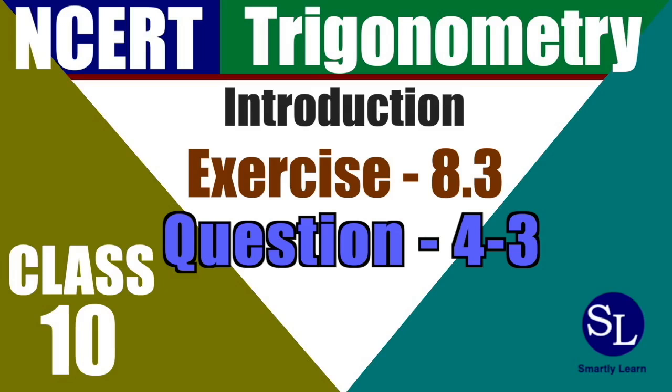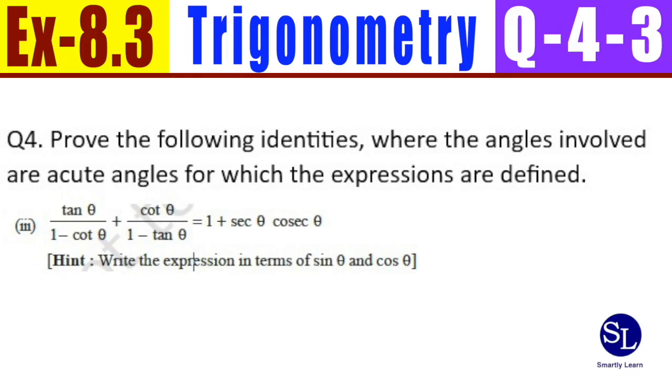In this video, let's see how to solve the third subdivision in question 4 from exercise 8.3. We need to prove that tan theta by 1 minus cot theta plus cot theta by 1 minus tan theta is equal to 1 plus secant theta cosecant theta. Hint: they have given all the expressions in terms of sin theta and cos theta. So let's note down the expression first and then we will see how to solve it.